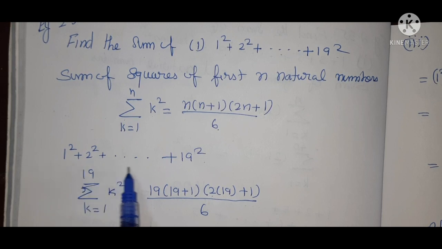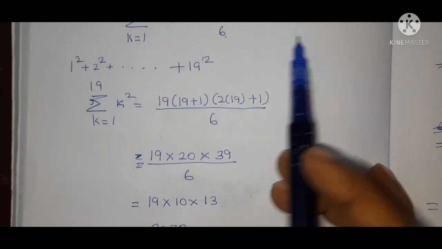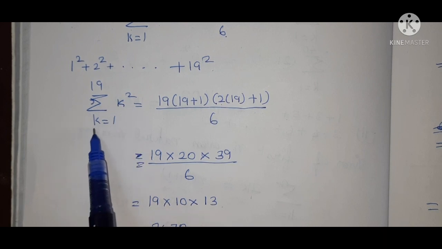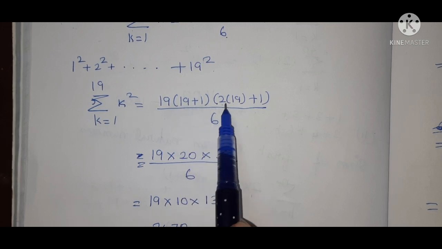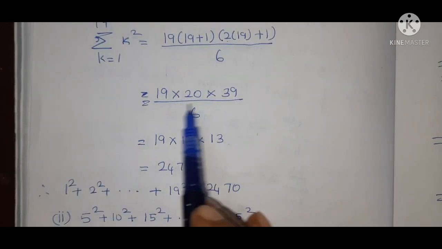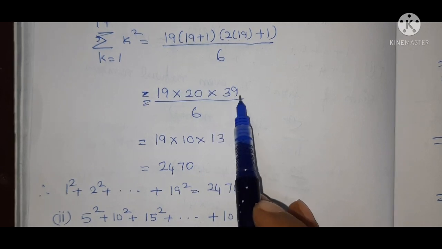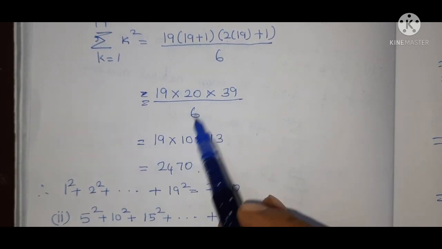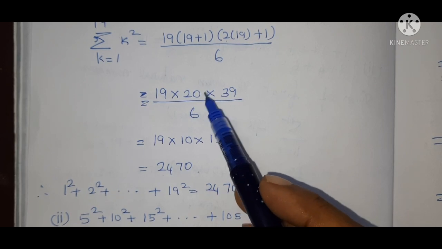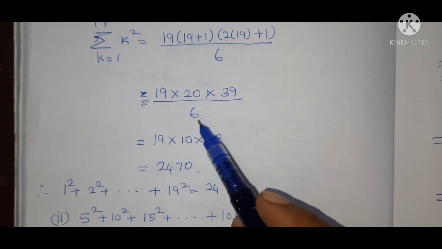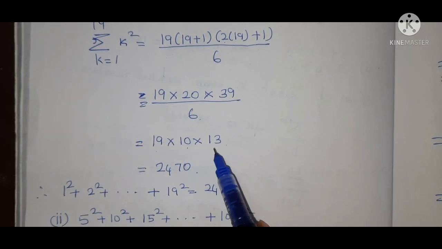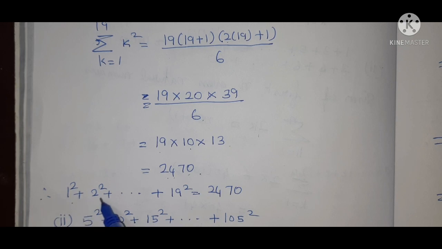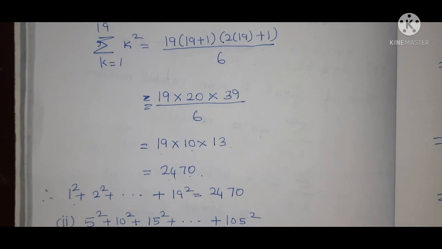1 square plus 2 square and so on plus 19 square, we get sum of k square, k is equal to 1 to 19. n is 19: 19 into 19 plus 1 into 2 into 19 plus 1 by 6. 19 into 20 into 39 by 6. 20 and 6 is cancelled by 2, we get 10 and 3. 39 is divided by 3, we get 13. 19 into 10 into 13, we get 2470. Therefore, 1 square plus 2 square and so on plus 19 square is equal to 2470.